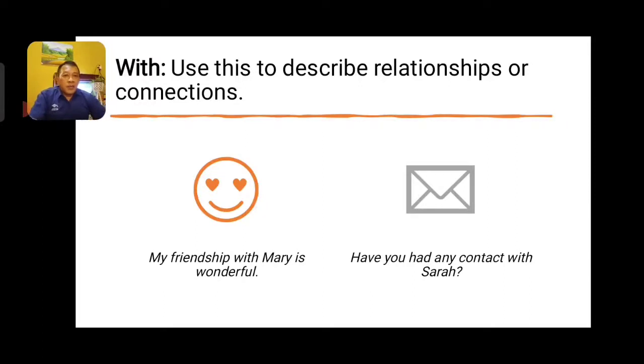Okay, now let's talk about the next preposition, with. Use this preposition to describe relationships or a connection. For example, my friendship with Mary is wonderful. Have you had any contact with Sarah?